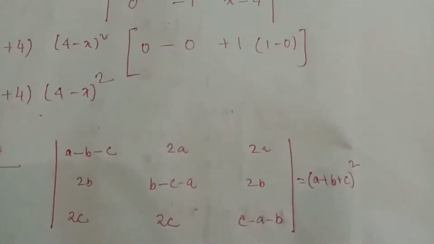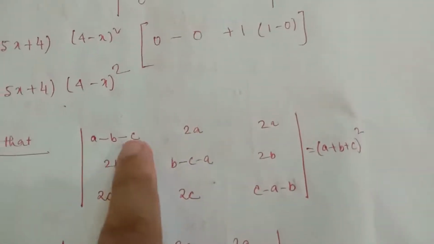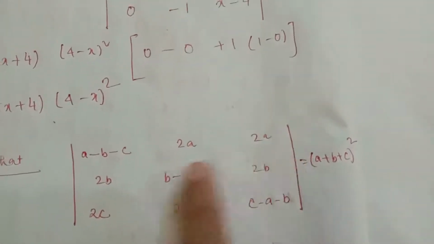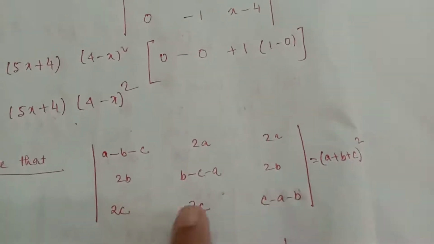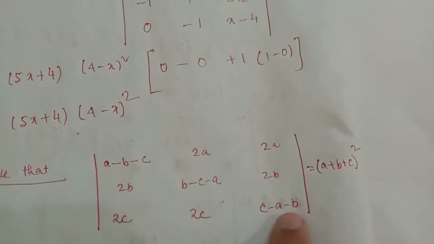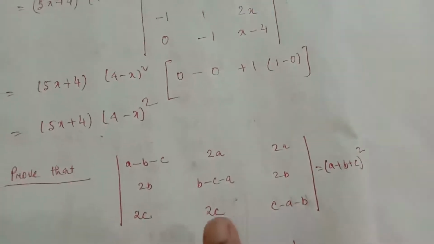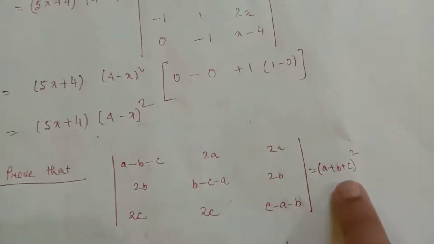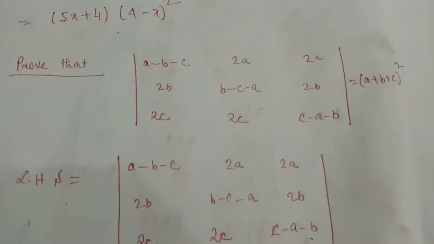Next, prove that the value of this determinant |a−b−c, 2a, 2a; 2b, b−c−a, 2b; 2c, 2c, c−a−b| is equal to (a+b+c)². We have to prove the value of this determinant is (a+b+c)². Again, starting from the left hand side.